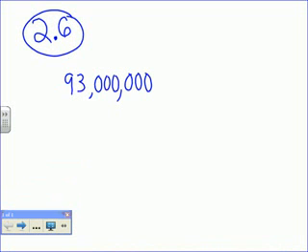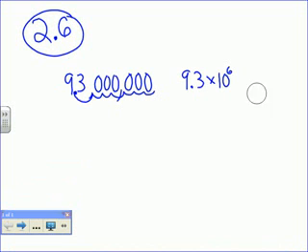Now, especially when you're doing scientific things, when you're talking about really, really large numbers or really, really small numbers, it can be more handy just to write it in what we call scientific notation. You have to have it be a number between 1 and 10. What would that be? That'd be 9.3 times 10 to the 7th power.